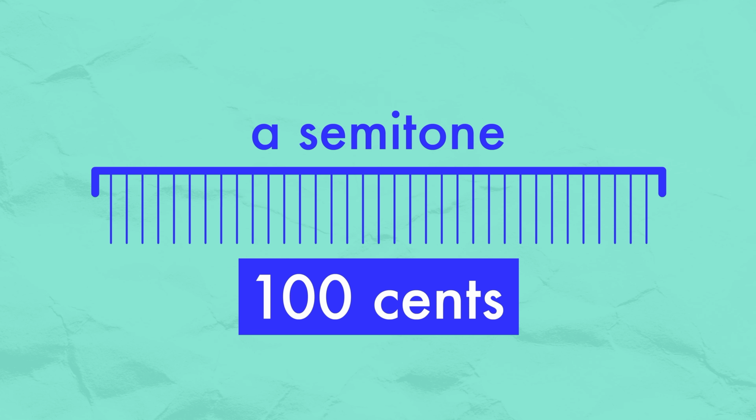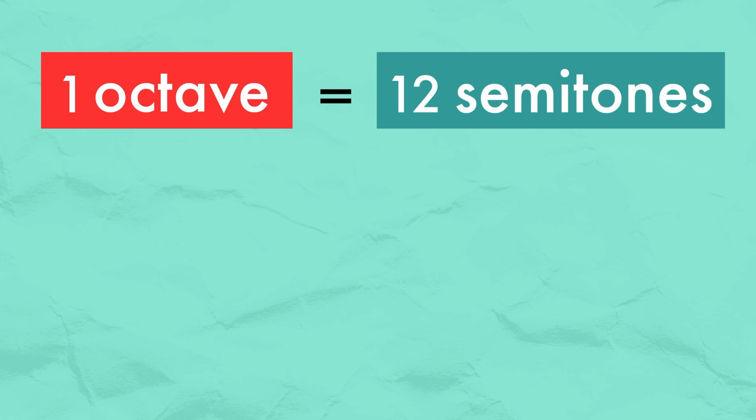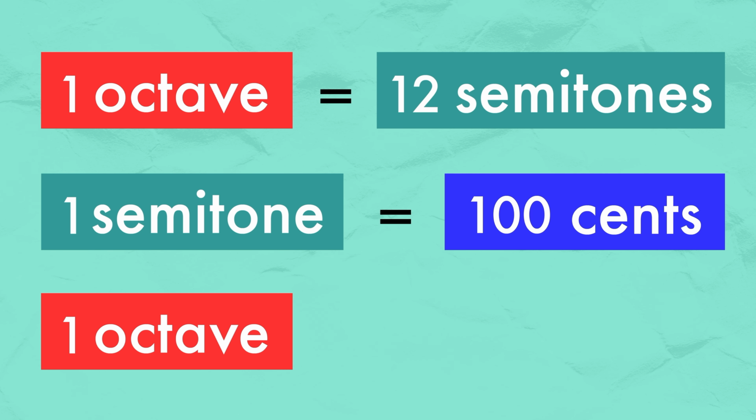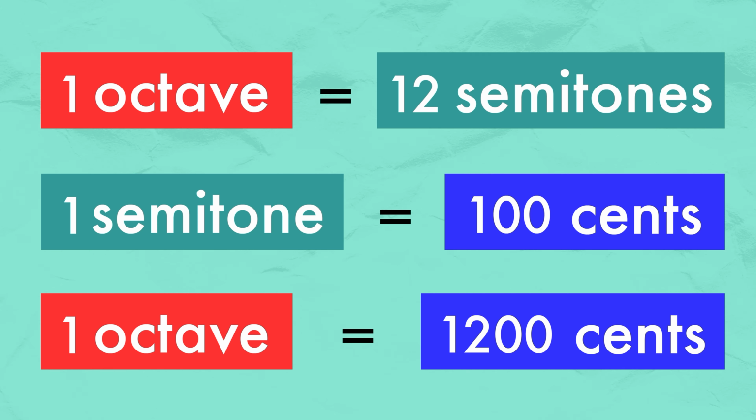If you've ever tried tuning a guitar or tried pitch correcting audio in a DAW, you're probably familiar with the term. So if an octave is split up into 12 semitones and each semitone is 100 cents, an octave is actually divided into 1,200 cents.